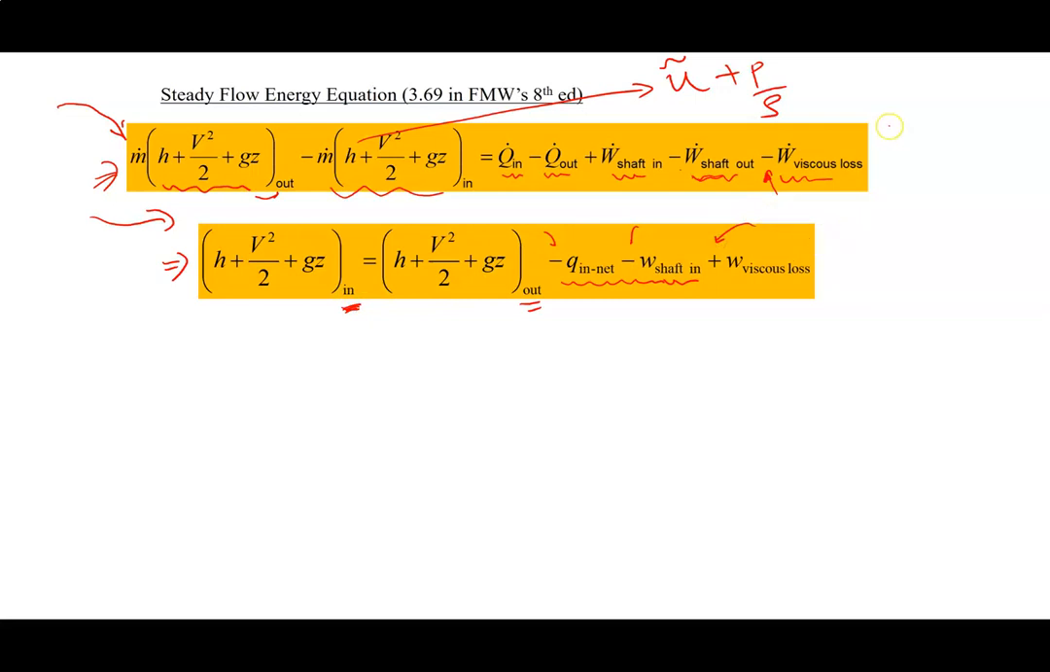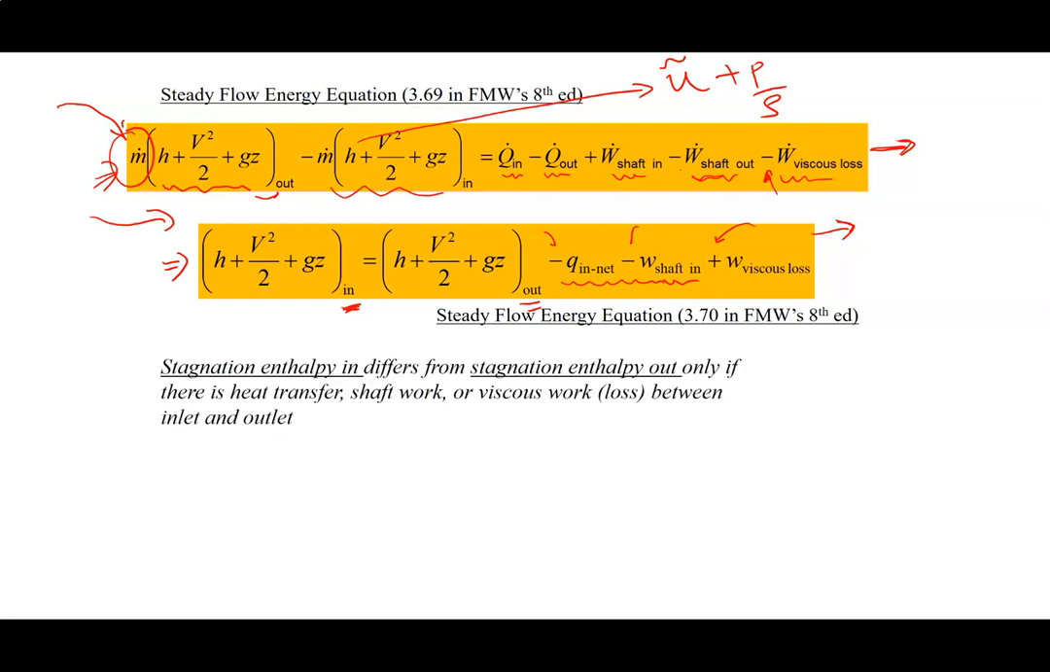So this one has everything in units of energy per unit time. This one, everything has units of energy per unit mass, right? And the way you move from one to the other is taking into account this m dot term. So this is the steady flow energy equation, and this is the form that appears in Frank M. White's textbook, 8th edition.